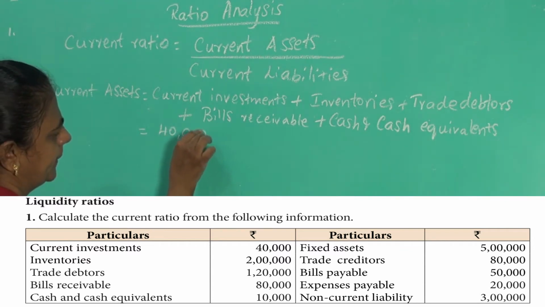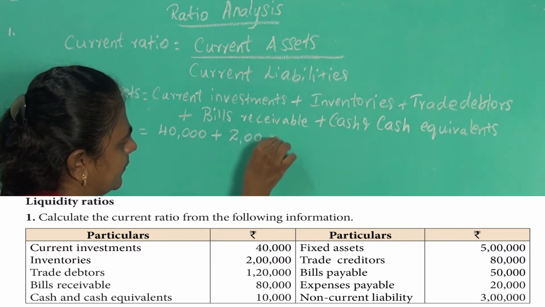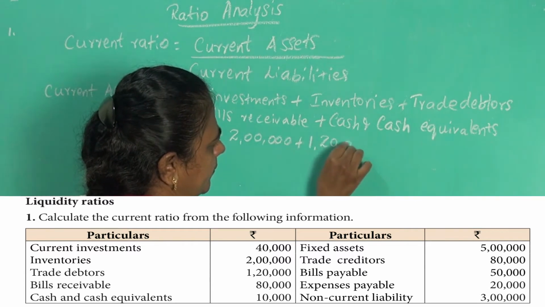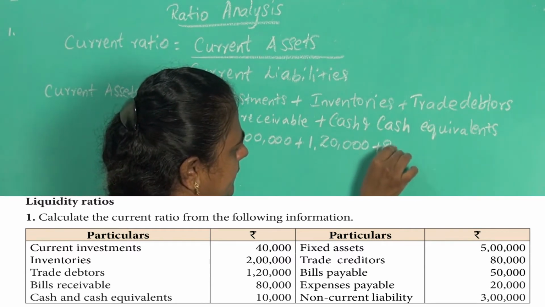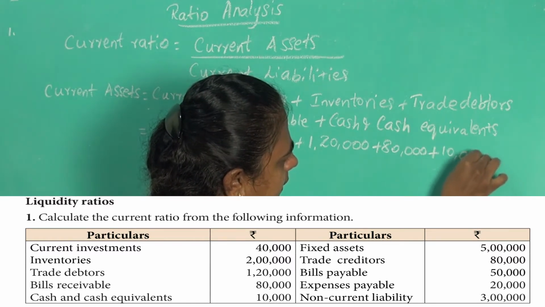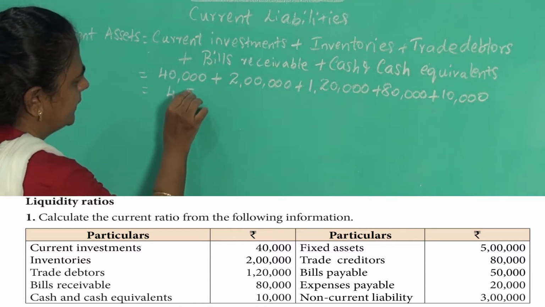40,000 plus 2 lakh plus 1 lakh 20,000 plus 80,000 plus 10,000. So if you add all that, you will get 4 lakh 50,000.